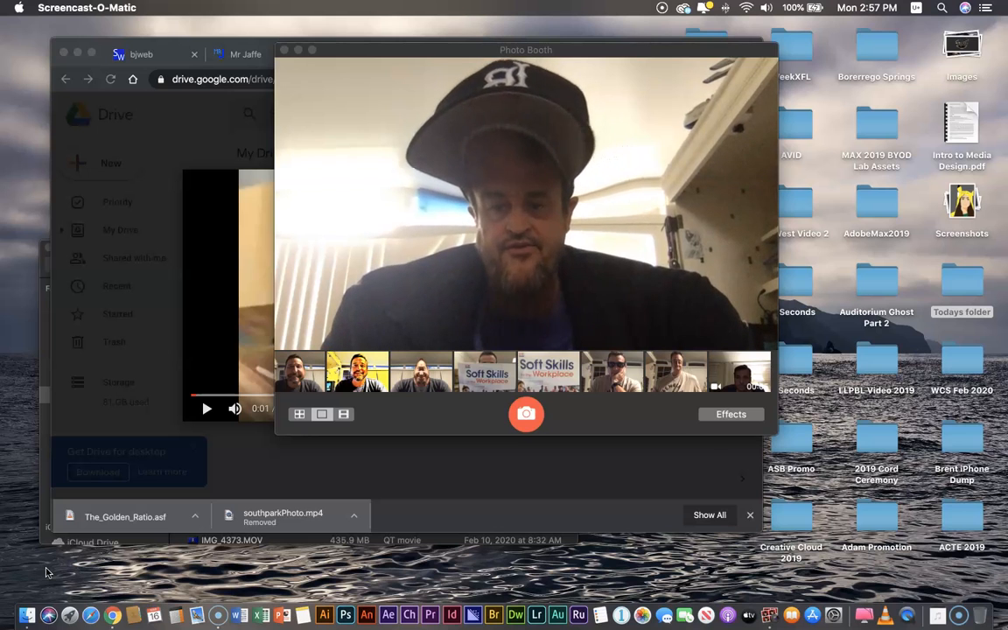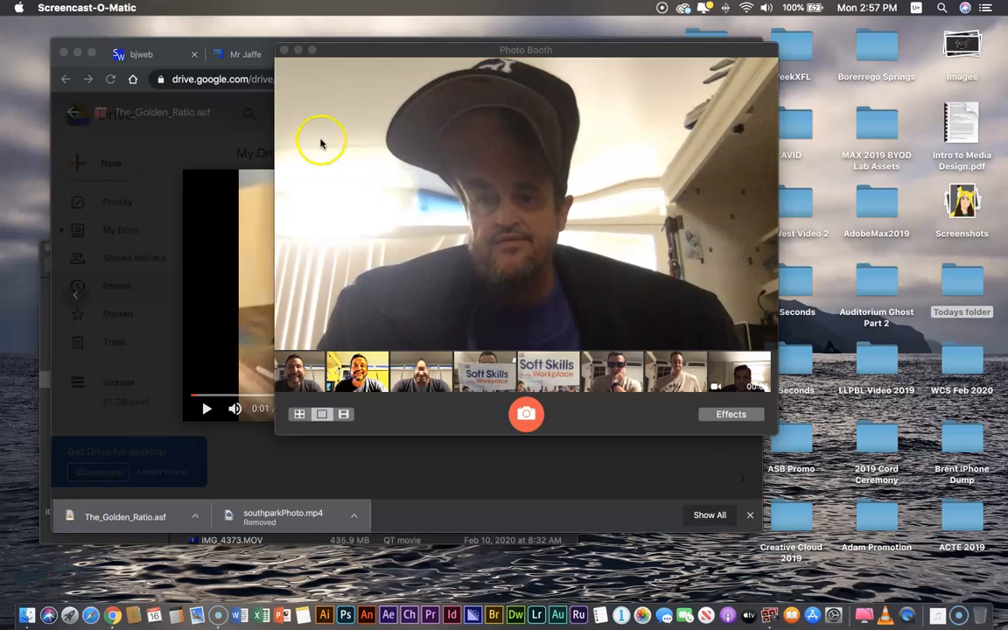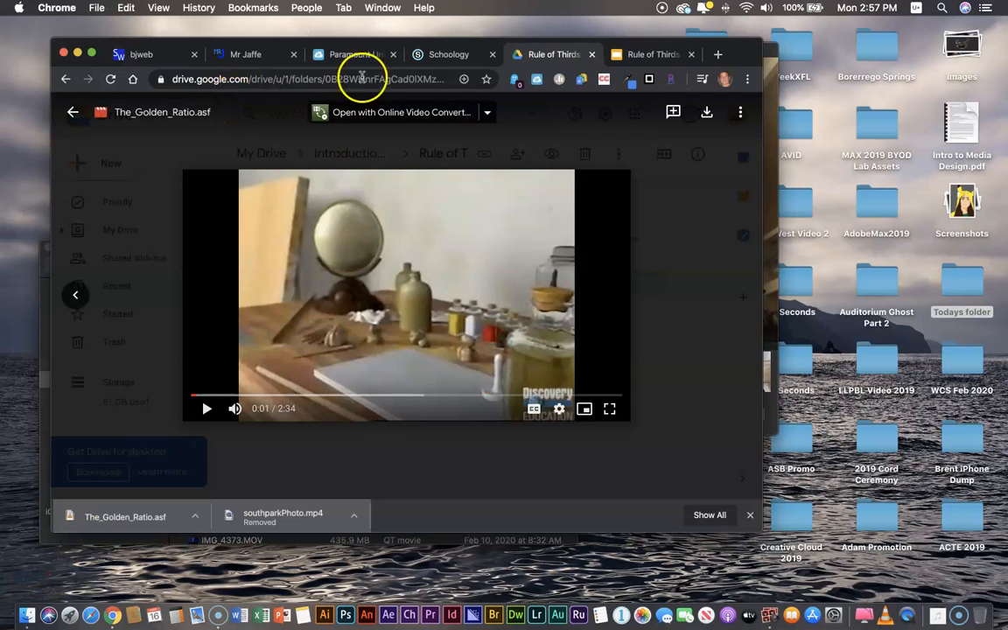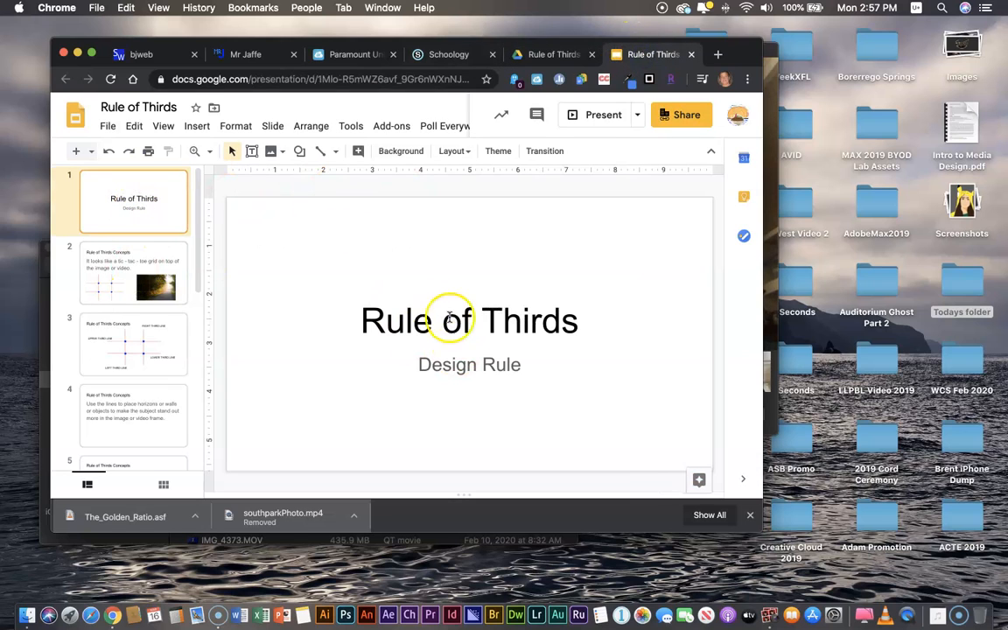Now, let's get back to our topic, which is rule of thirds. So I've got this presentation for you that I'm going to try to show you. All right, so rule of thirds. It's a design rule. It's a composition rule. So it's a rule that helps you place the important things of your image in a spot where the viewers are more likely to be pleased with seeing it there. I'll kind of describe that.